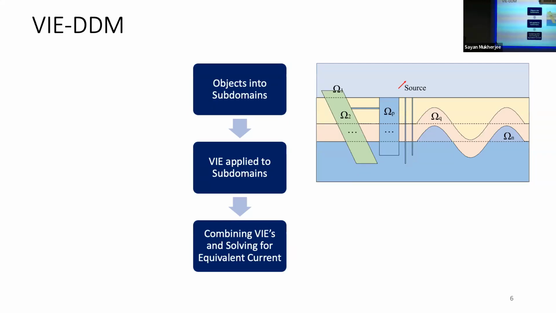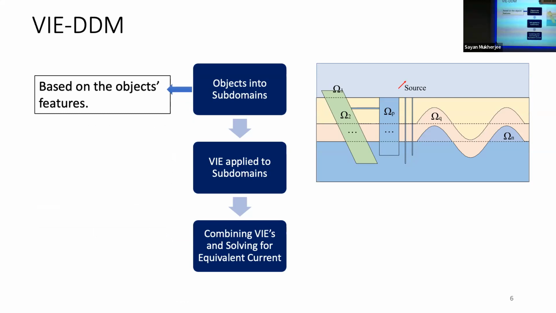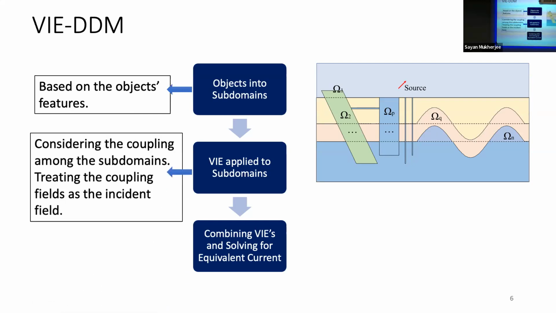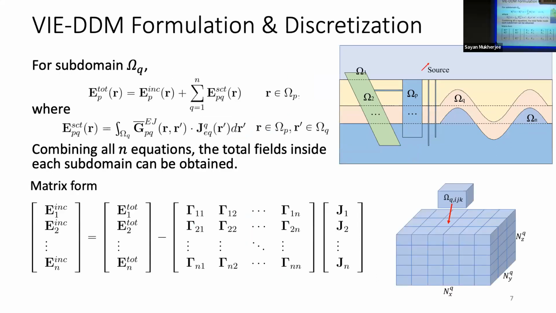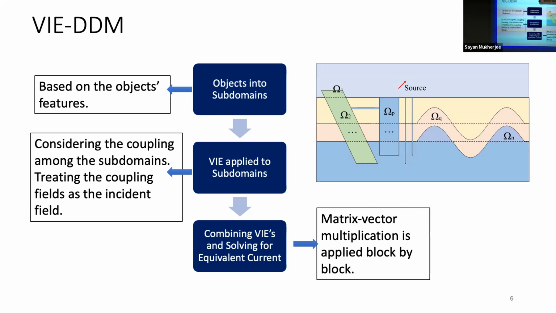In VIE-DDM, we first have this kind of original complicated scenario with a lot of anomalies. First, the anomalies or objects are split into subdomains based on their features, and then the volume integral equation is applied to each subdomain. Then we combine all the VIEs together and solve for the eddy current inside each domain. Here, if we use the iterative solver, the matrix-vector multiplication is applied block by block. So here is the formulation, as we just mentioned.